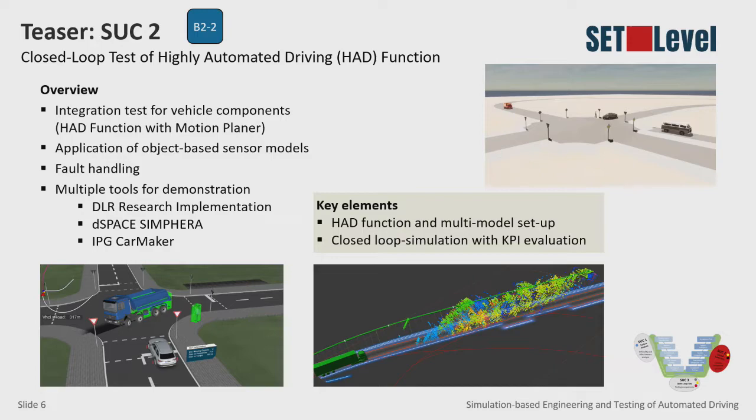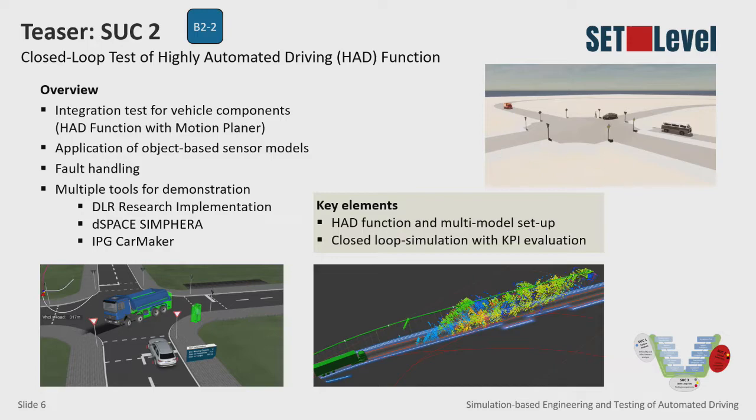And therefore, the decision was made to let the automated vehicle turn right at this crossing that is shown in the bottom left corner. To have some sort of interaction, we placed a pedestrian and a truck in the scenario as well, which are moving and require the ego vehicle, the system under test, to react to those other traffic participants.